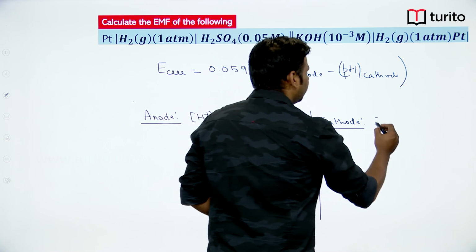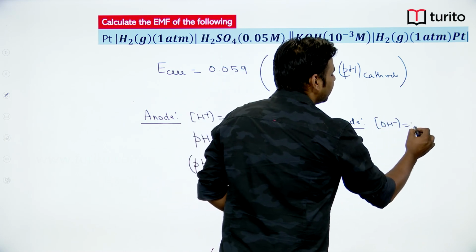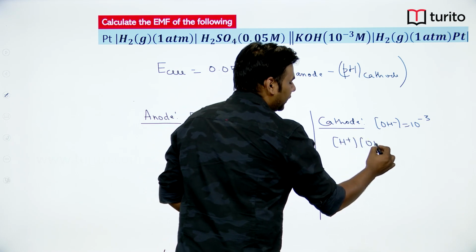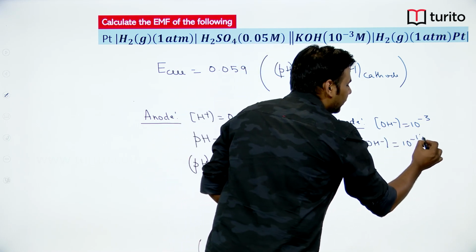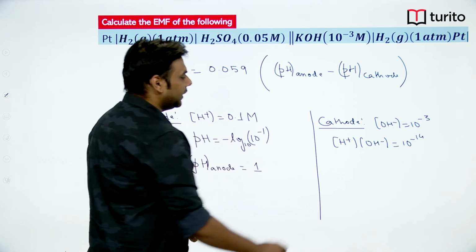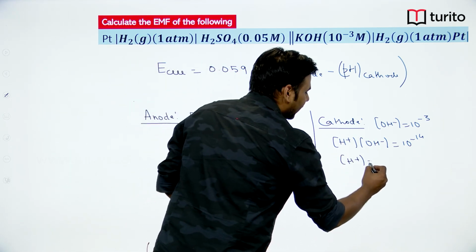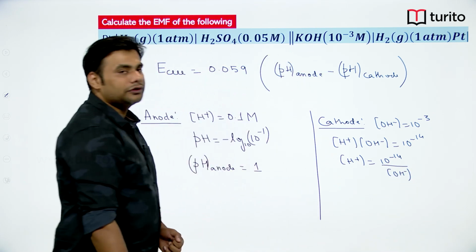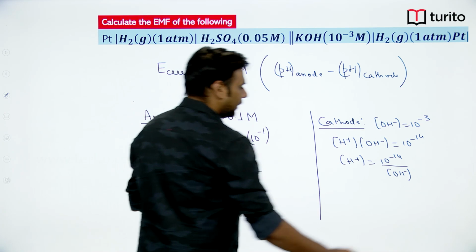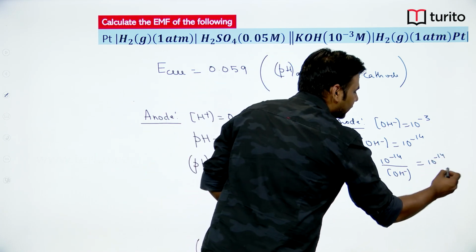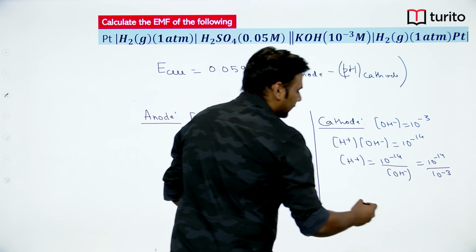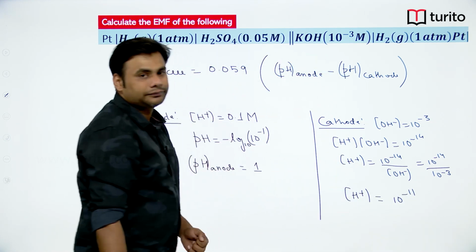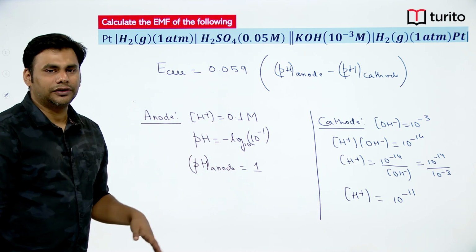So the concentration of OH negative over here would be 10 raised to minus 3. Now we know that H plus into OH negative at room temperature is always equal to 10 raised to minus 14. So I can write H plus as 10 raised to minus 14 divided by concentration of OH negative, which is 10 raised to minus 3. So H plus concentration would become 10 raised to minus 11. Hope this is clear to you.